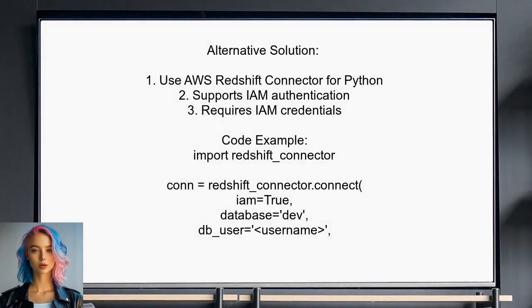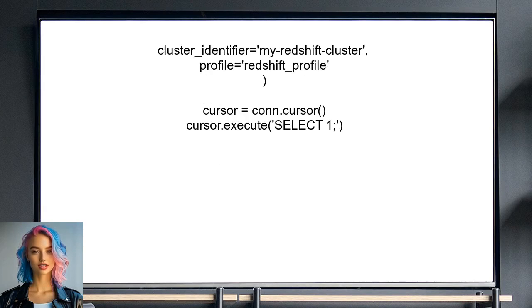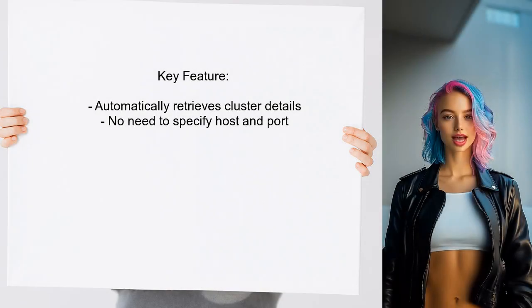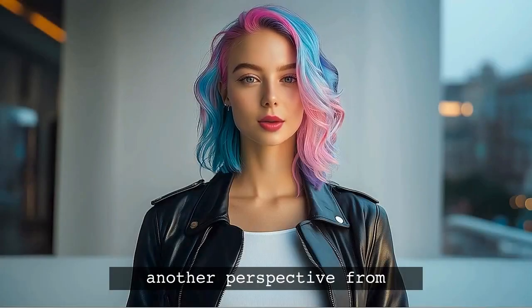An alternative approach to connect to Redshift using Python without a password is to use the AWS native Redshift connector. This connector supports IAM authentication, allowing you to connect securely if your IAM credentials permit it. This connector simplifies the process by automatically retrieving cluster details, so you don't need to specify the host and port manually. Let's check out another perspective from a different user.